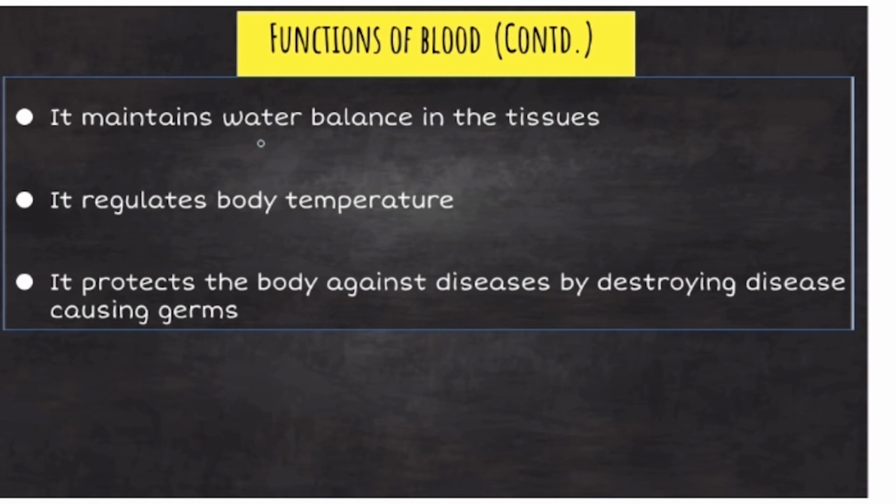The blood also maintains water balance in the tissues, and it regulates body temperature. The blood also protects the body against diseases by destroying the disease causing germs by the help of WBCs present.